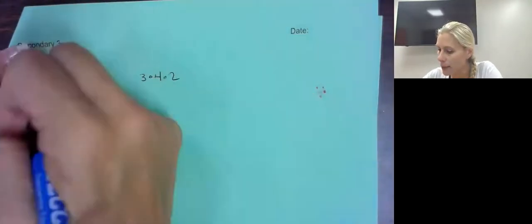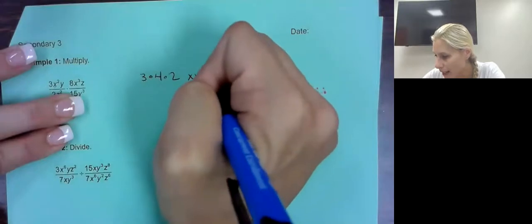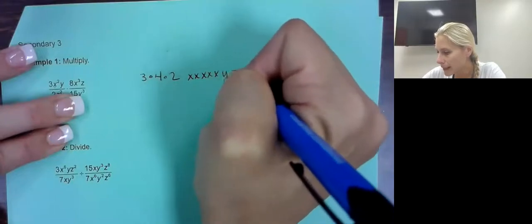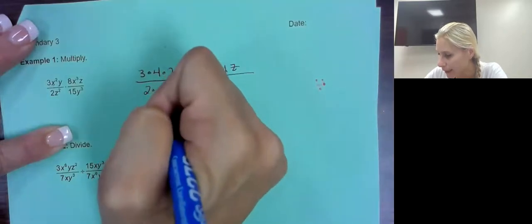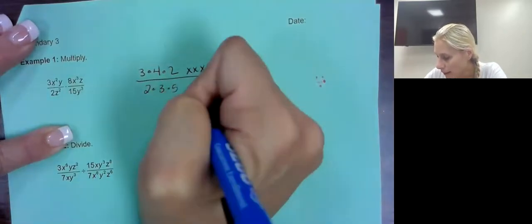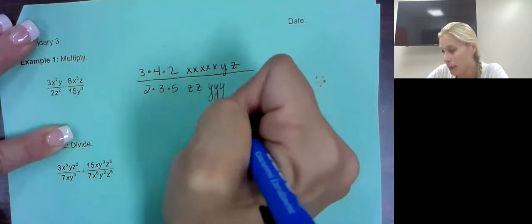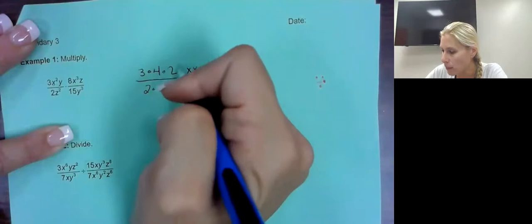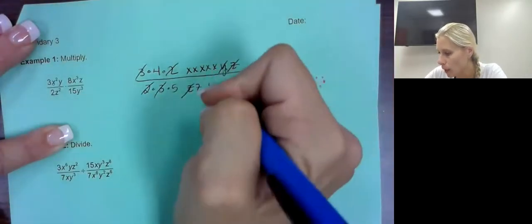Then I see on top here, I have 2x squared and x cubed. That means I have x times x, and I have 3 more x's because of that x cubed. I have a y and a z. On the bottom, I have this 2. Now 15 is 3 and 5. And then I have 2 z's and 3 y's because of z squared and y cubed. Now I'm able to cross off anything they have in common. So I can cross off the 2's, cross off the 3's. Let's see, it looks like I can cross off 1 z and 1 y.